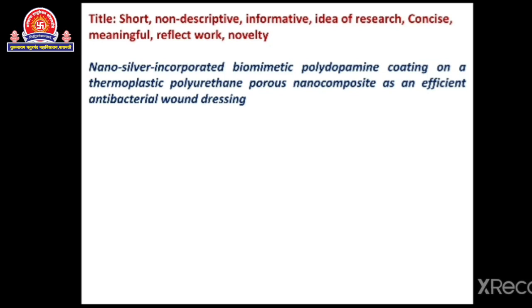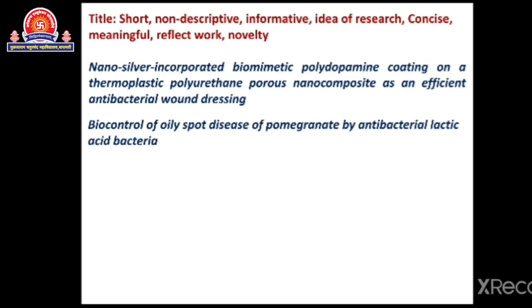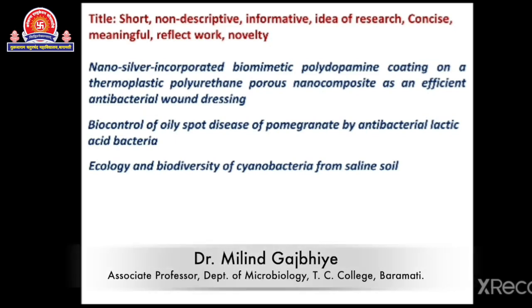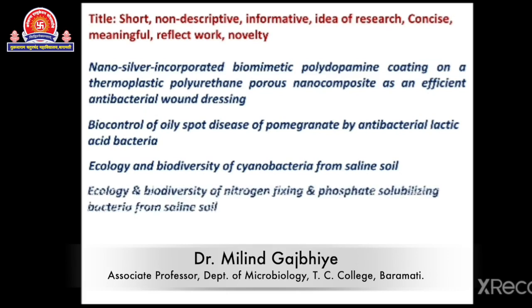There are several examples. I can tell you that this is the second example. Biology students may understand this. In general, biological control of oily spot disease of pomegranate by antibacterial lactic acid bacteria, one of the simple titles that tells us that this work is related to the control of a disease of pomegranate by lactic acid bacteria. Then the title can be simple as ecology and biodiversity of cyanobacteria from saline soil. So this is an example of the simple titles.